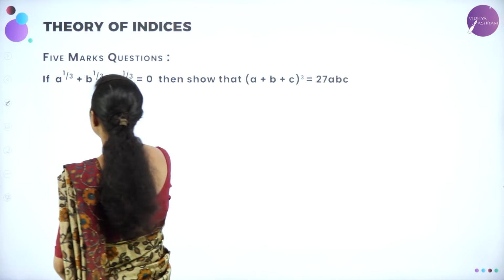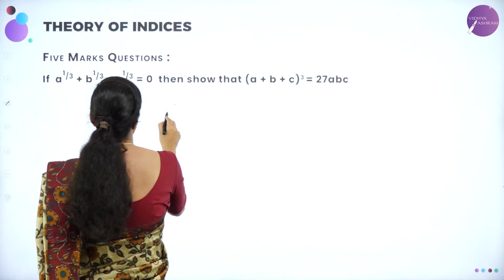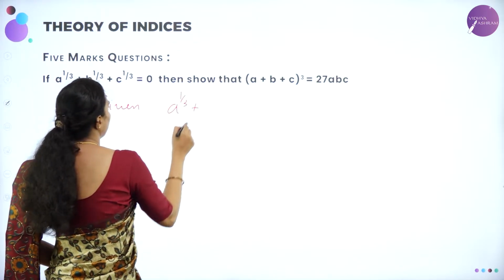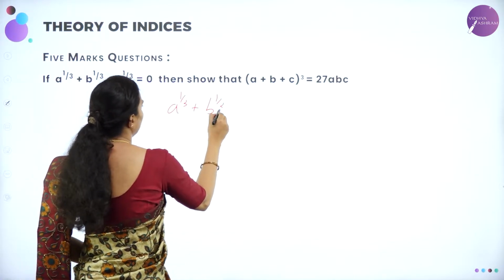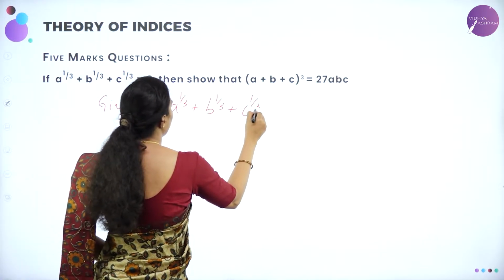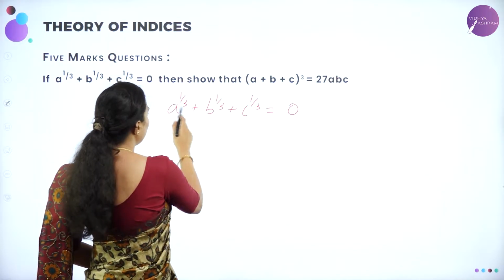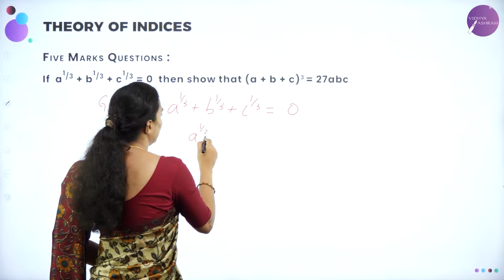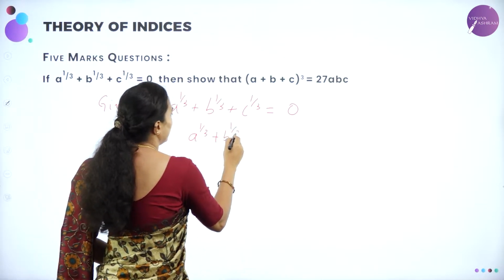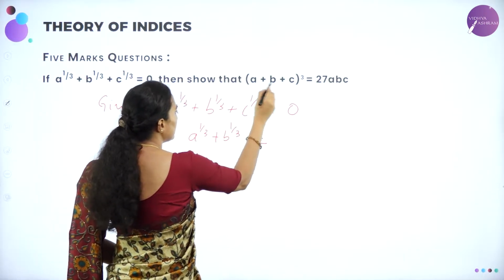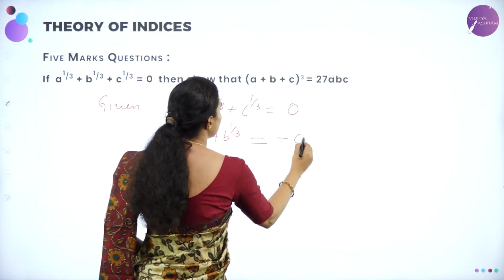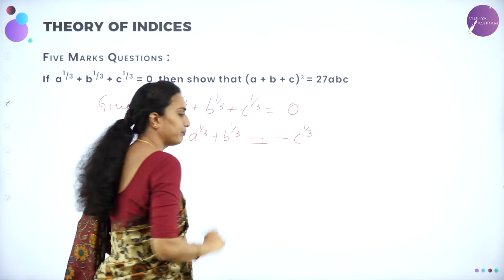What have they given? I am going to take the given: A power 1 by 3 plus B power 1 by 3 plus C power 1 by 3 equals 0. What I am going to do here is keep A power 1 by 3 plus B power 1 by 3 as it is. I am going to shift this C to that side. It will become minus C whole to the power of 1 by 3.